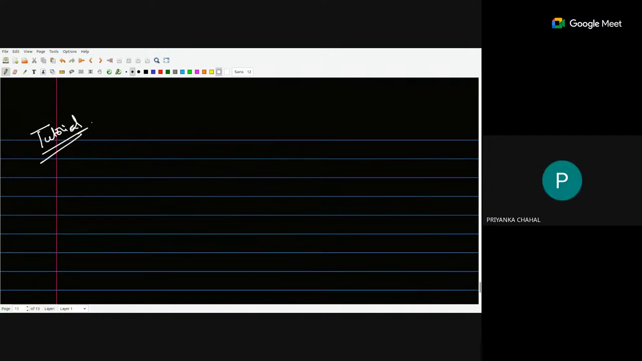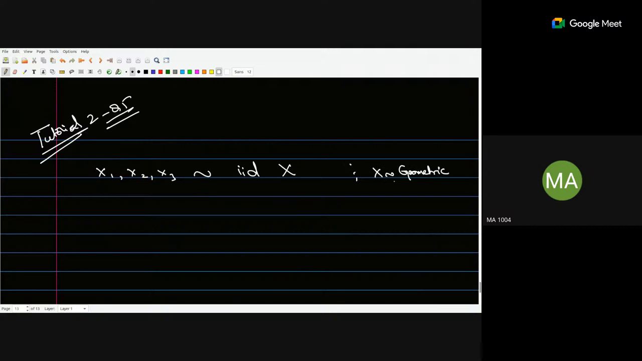Yes, sir. Tutorial 2, Q5. It is given that X1, X2, and X3 are IIDs of X, and this X follows a geometric distribution. From the PMF, you can easily see that it is geometric with probability of success 2 by 3. What we are asked is the probability that max of X1, X2, X3 is less than or equal to 2.